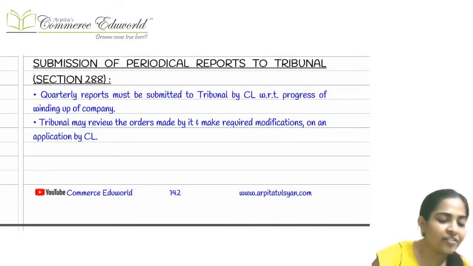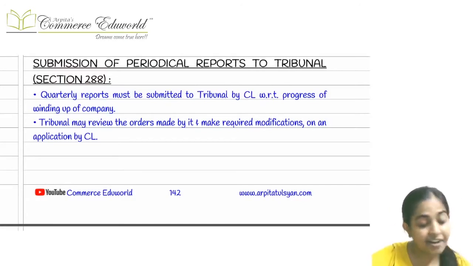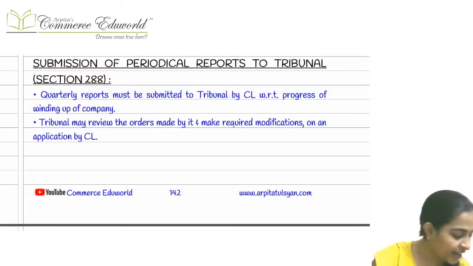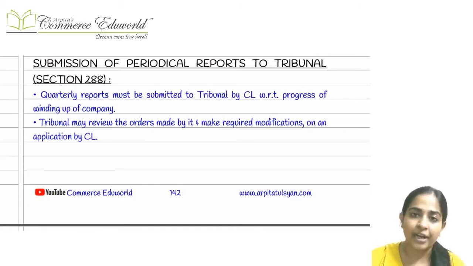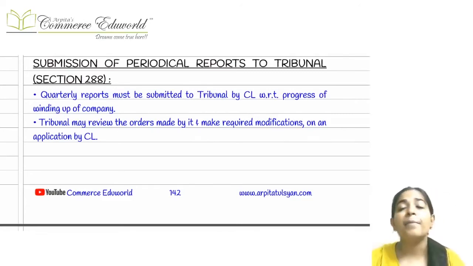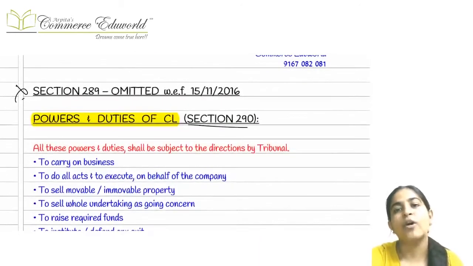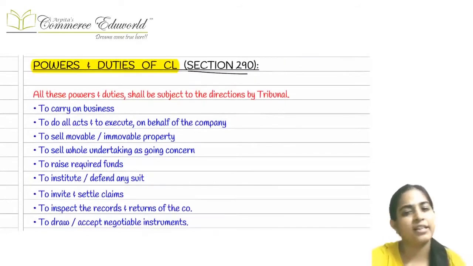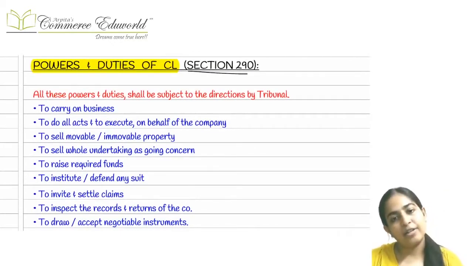And whatever work is done, the company liquidator has to keep on reporting to the tribunal from time to time. Generally it is on a quarterly basis, but from time to time the company liquidator has to report to the tribunal what kind of work is going on, what things have been completed, what things are still left, etc. Those things have to be reported on a quarterly basis by the company liquidator to the tribunal.